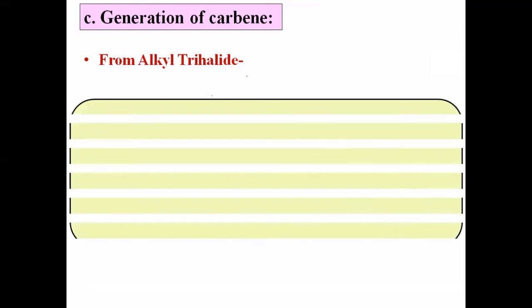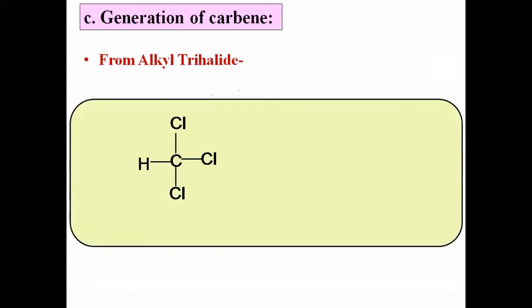Okay, this is a very common method. Suppose this is an example of an alkyl trihalide. The name of the compound is chloroform, CHCl3, with carbon having 3 bonds with chlorine and 1 with hydrogen. When that chloroform comes in contact with a strong base, suppose it is treated with KOH or NaOH.